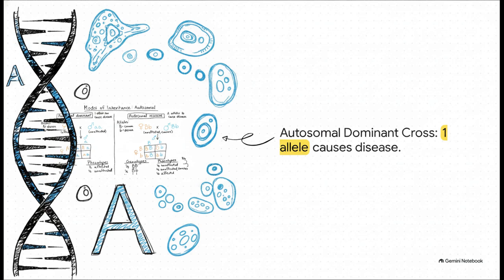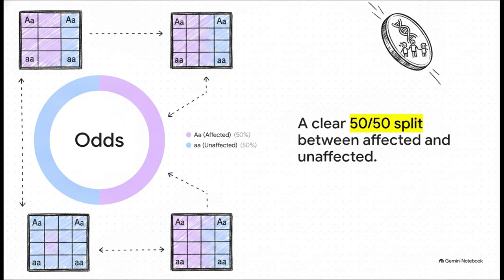So when we map this out on our Punnett square, drawing the alleles down and across, it gives us a really clear picture of the final odds. Breaking down that Punnett square reveals a clean 50-50 split. Half the offspring, represented by that big A, little a genotype, will be affected by the disease. The other half get the two little a's and are completely unaffected. It is literally a straight coin toss for every single child they have.